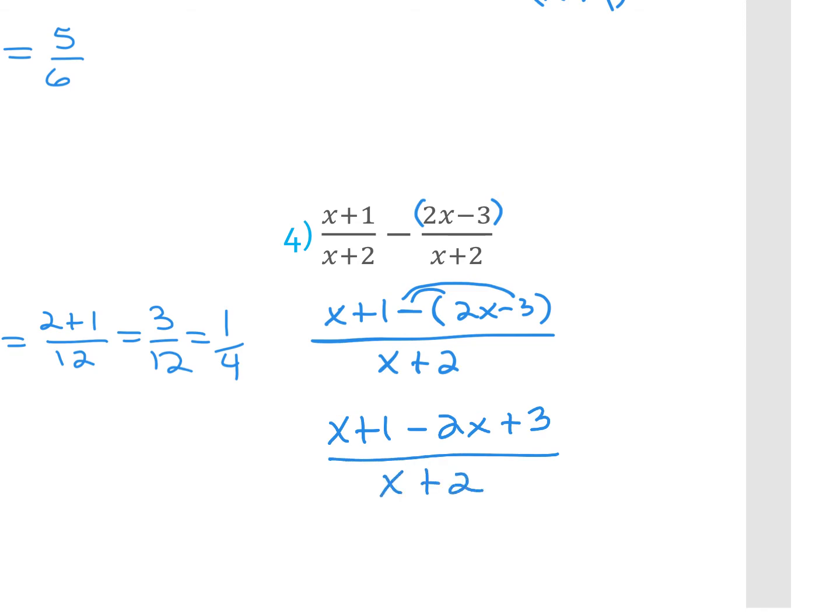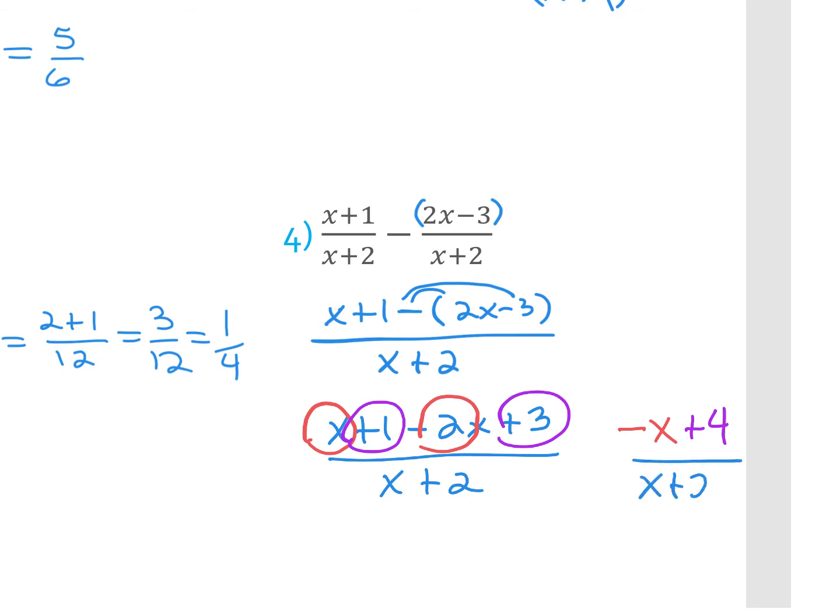I'm going to combine my like terms in the numerator. x minus 2x gives me negative x, and then 1 plus 3 gives me 4. And then it has the same denominator, the x plus 2.